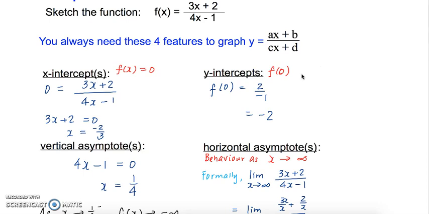For the y-intercept, you set x to 0 and evaluate f(0), and that gives you a y-intercept of -2. So those are the easier features.